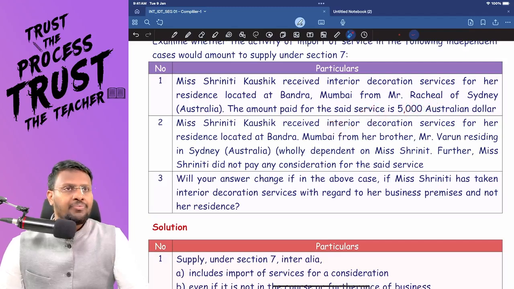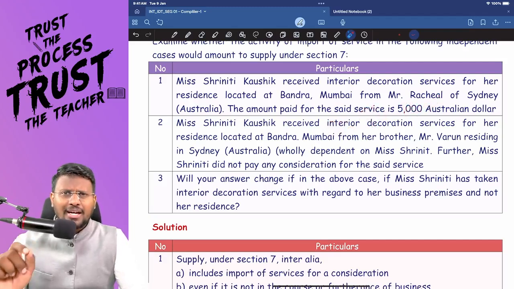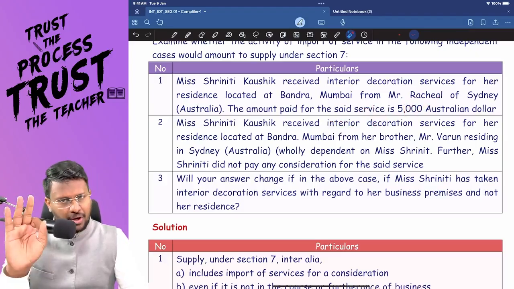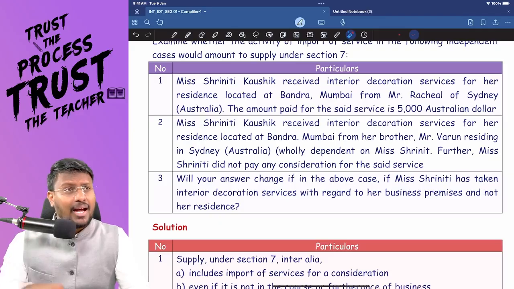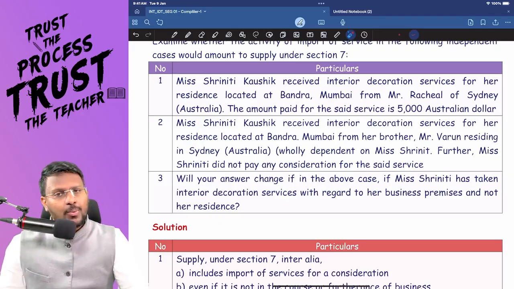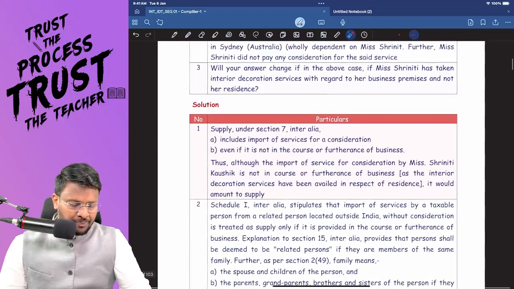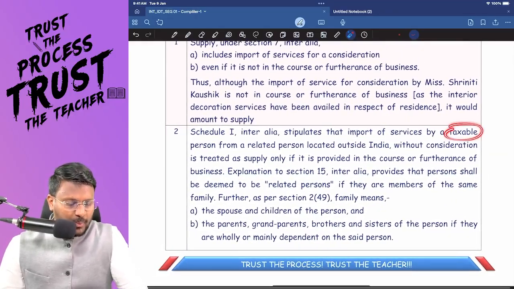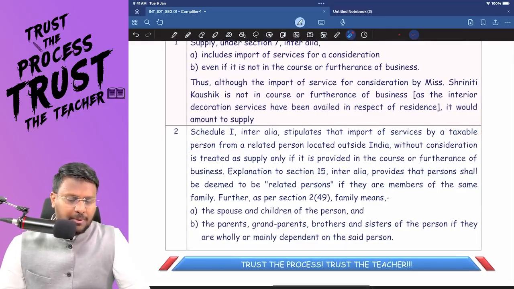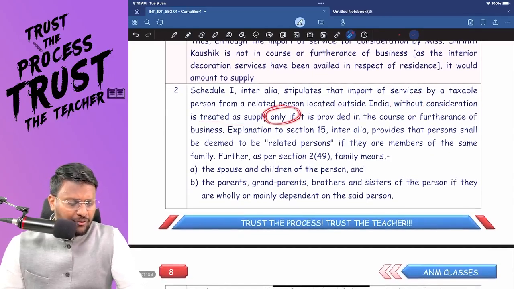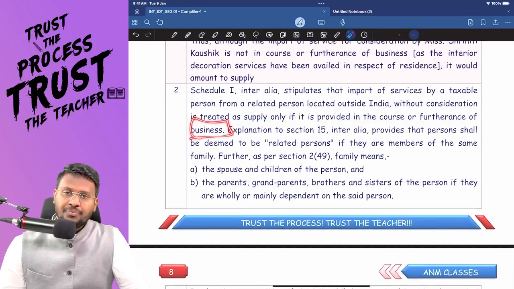Are you really with me? But you tell me, you have to check whether all the conditions have been satisfied. There is an importation of services without consideration from a related person, but it is not in the course or furtherance of business, because of that condition got affected, it will not be treated as supply. So Schedule 1 inter alia stipulates that import of service by a taxable person from a related person located outside India without consideration is treated as supply only if it is provided in the course or furtherance of business.